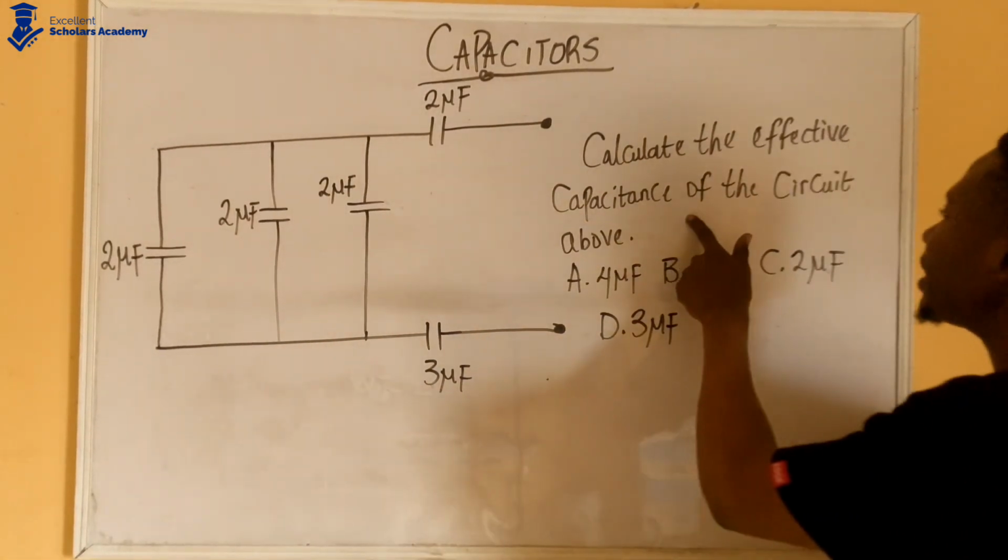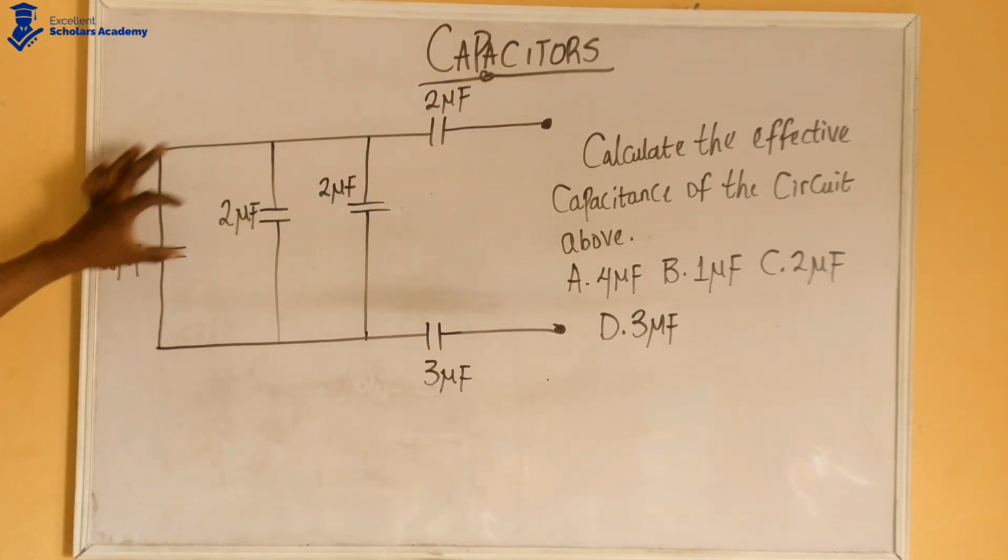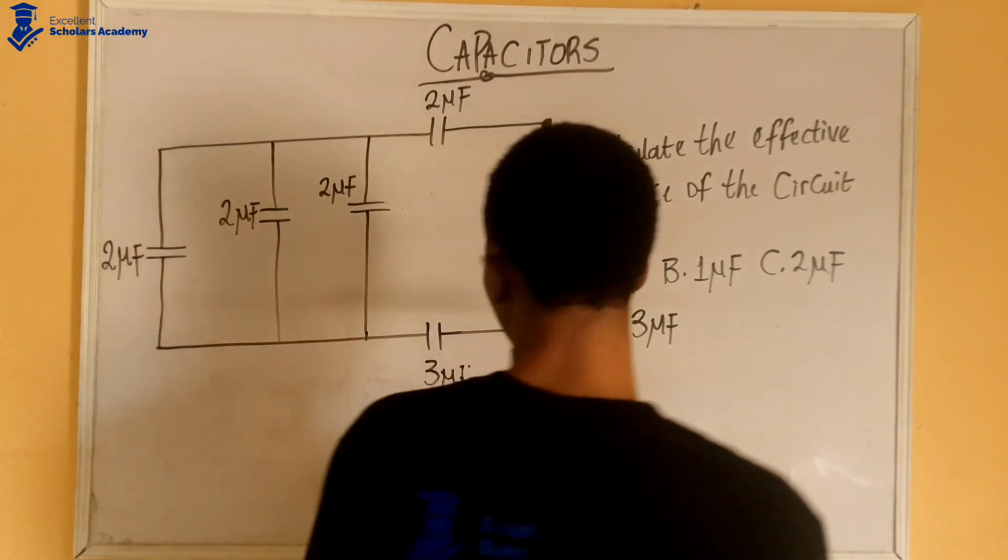Calculate the effective capacitance of the circuits above. That's the circuit here. Now this is 2 microfarad, 2 microfarad, 2 microfarad, 2 microfarad, 3 microfarad.